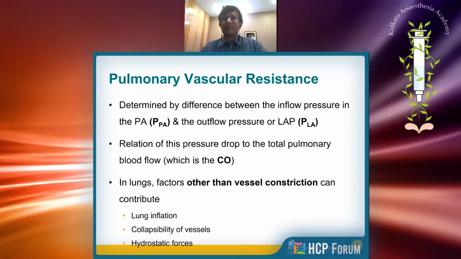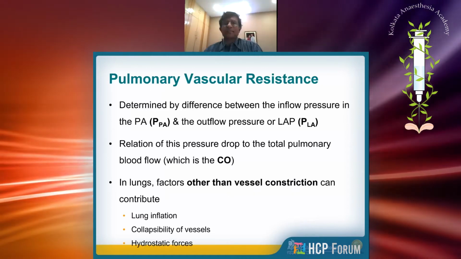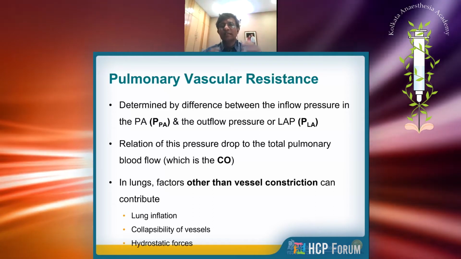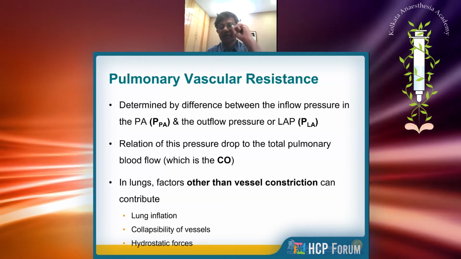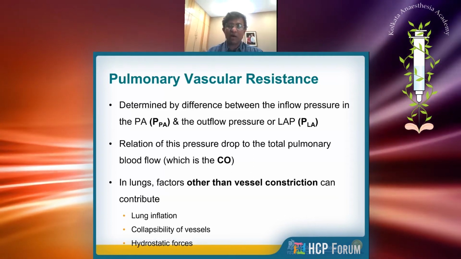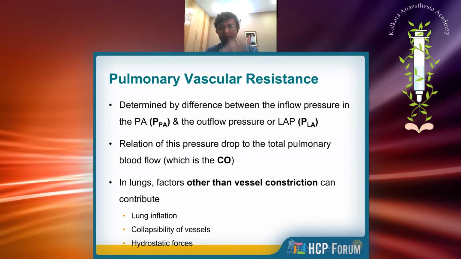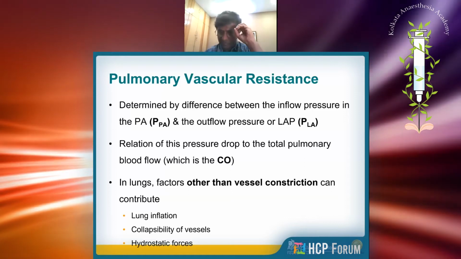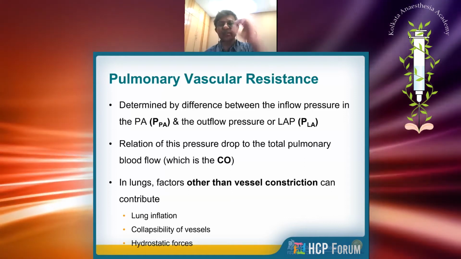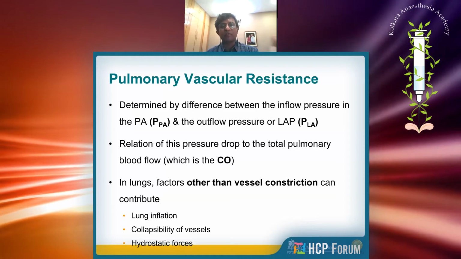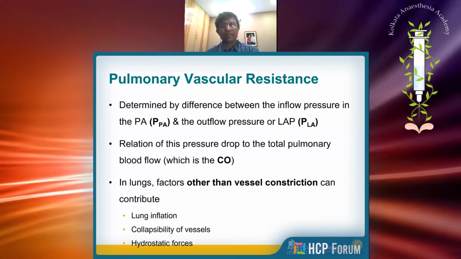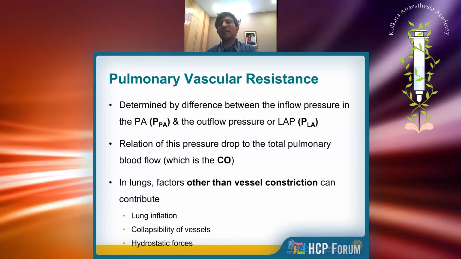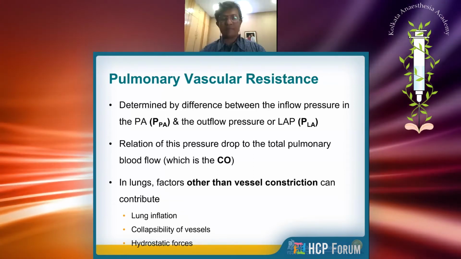So in systemic, when you're looking at systemic vascular resistance, you know that this rise in SVR is essentially due to the constriction of the vessels. However, in this pulmonary circuit, it could not be only constriction of the pulmonary vessels. It could be influenced by things like lung inflation, the collapsibility of vessels, and other hydrostatic forces.